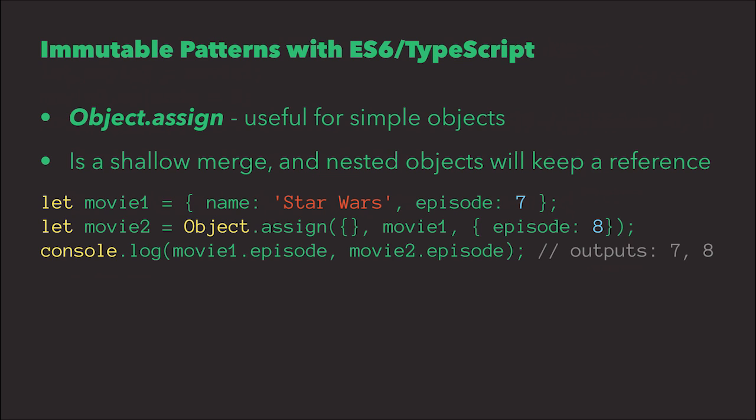Some of the patterns that are available with ES6 and TypeScript are, for example, Object.assign. This is handy for shallow objects where the properties in the object are not other objects. So in this case, to give an idea of what we're going for, we can use Object.assign, where we pass in an empty object, movie1, and also the new information that we want to merge onto it. In this case, we can now see that movie1 has not been modified, and movie2 has been changed.